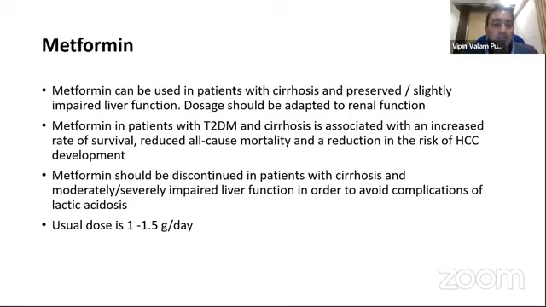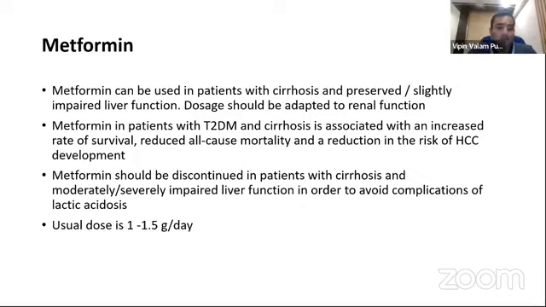So it can be used in patients with cirrhosis and preserved or slightly impaired liver function, and the dosage should be adapted to the renal function. That is the importance of calculating eGFR. If you use metformin in a patient with type 2 diabetes and cirrhosis, what are the advantages? There is an increased rate of survival. It reduces all-cause mortality and, in some studies, reduces the risk of HCC development.